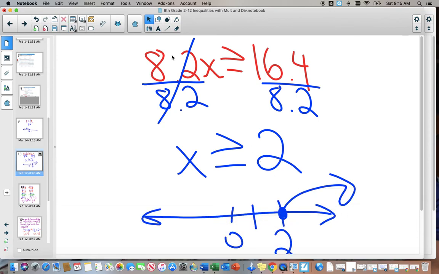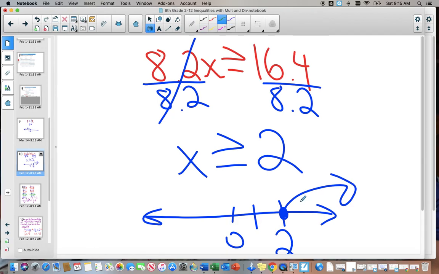I think it's a good idea when you're putting a number line to have at least one number to the left and to the right labeled, so we kind of know where the graph is going.